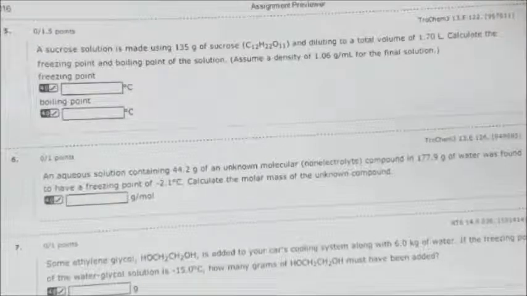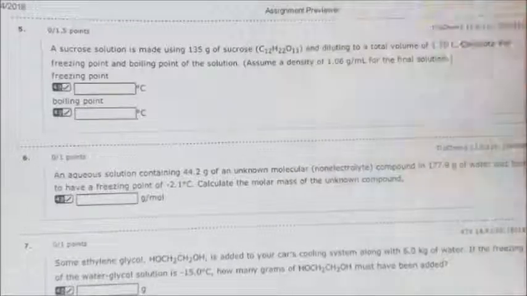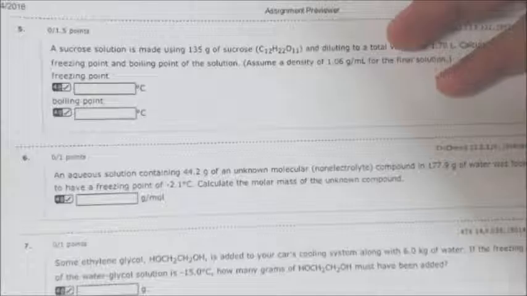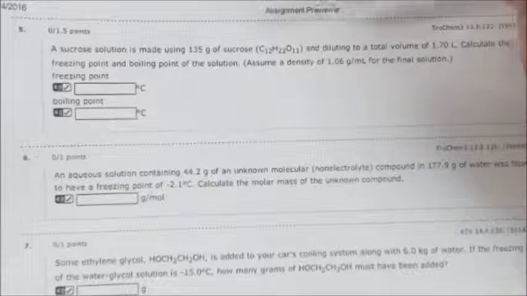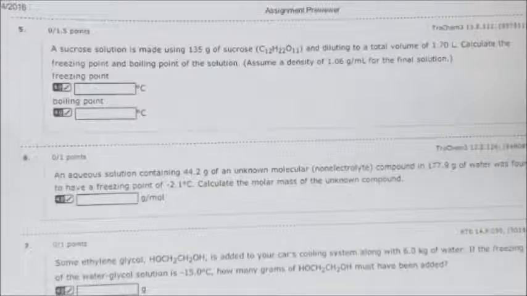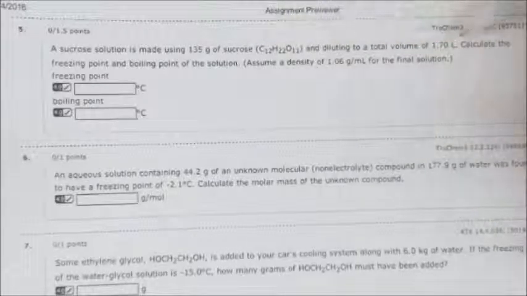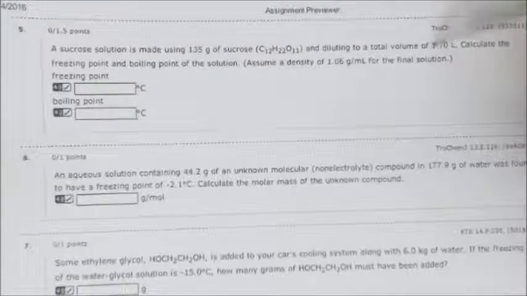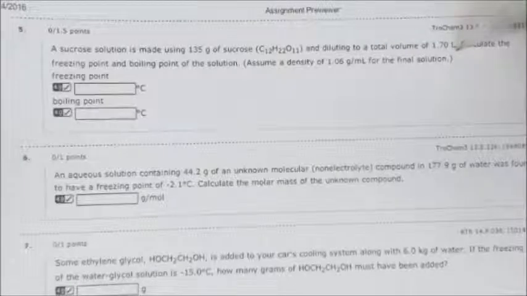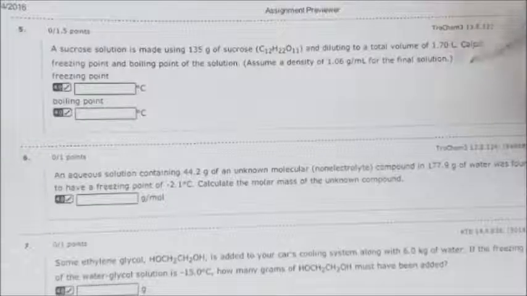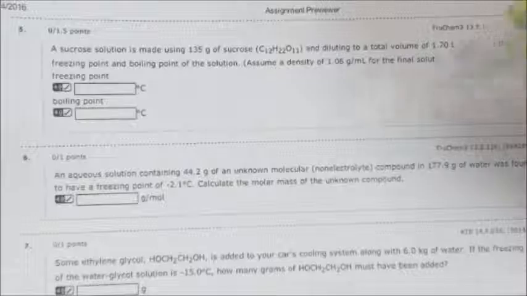Okay, so onward to number 5 right here. We have a sucrose solution. Sucrose is C12H22O11. It's a molecular compound, so it has a Van 't Hoff factor of 1. We'll need that later on for the freezing point, boiling point. We have 135 grams. We have 1.70 liters of solution. This is different than the previous problem number 4 in the other video because this says the total volume is 1.7 liters. So this is not the volume of just the solvent, which is what we were given in the previous problem. So this is going to be a little bit trickier, take a little bit more effort to figure out just the kilograms of solvent. So that'll be a little bit different.